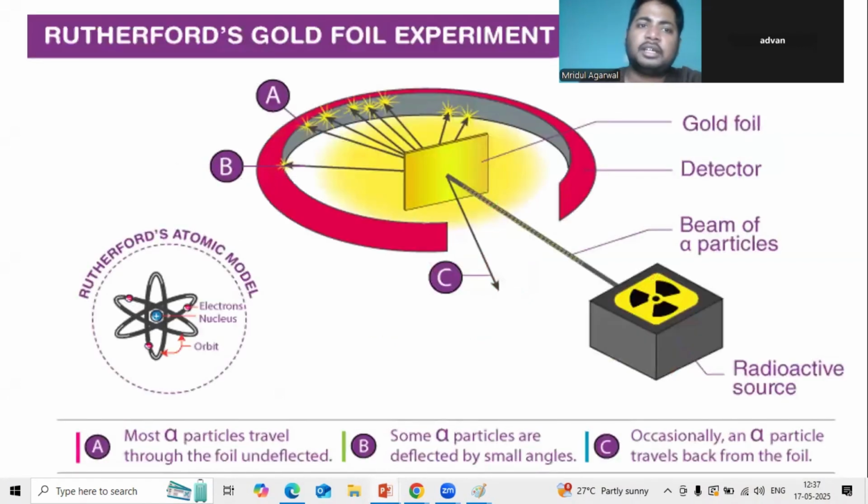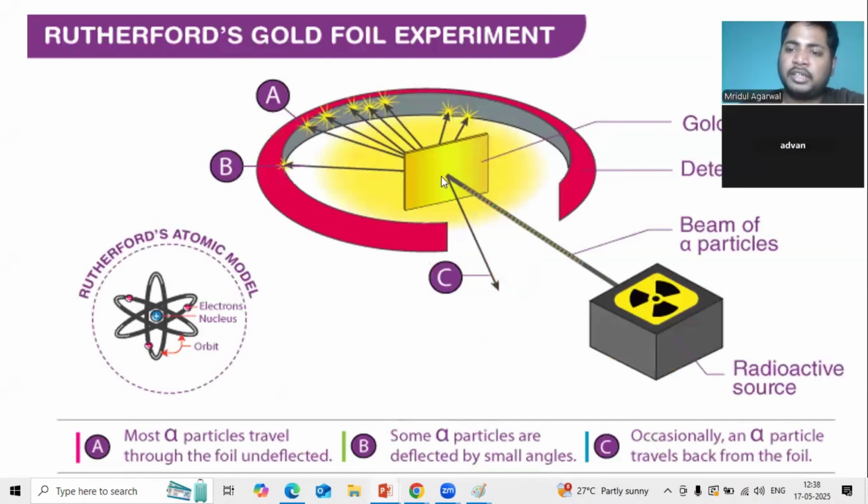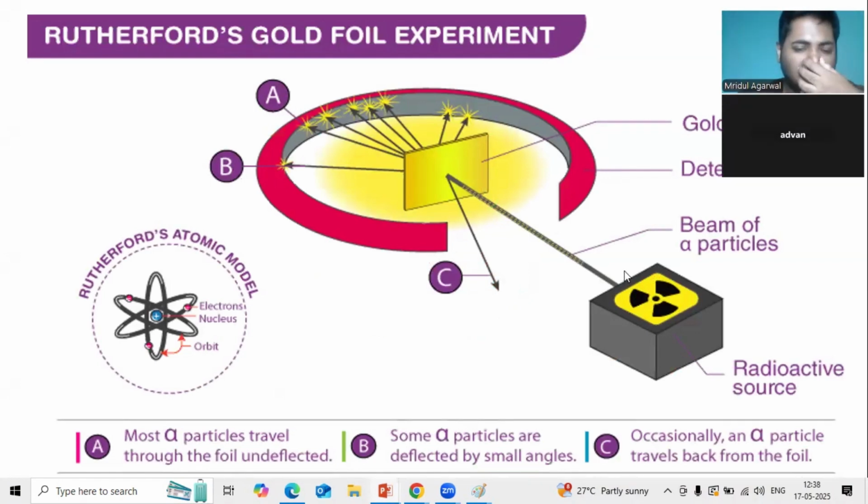And then we discussed Rutherford's gold foil experiment. In this, the radioactive substance emits alpha particles. These alpha particles hit the gold foil, and some of the particles go straight, some got deflected, and some got deflected by 100 degrees, 180 degrees, correct? So most alpha particles travel through the foil undeflected. From this, we understood that most of the space inside the atom is empty, and some of the region is having a nucleus, so the particle gets retracted.